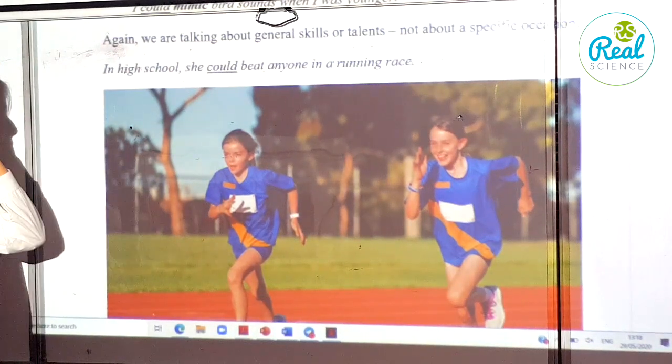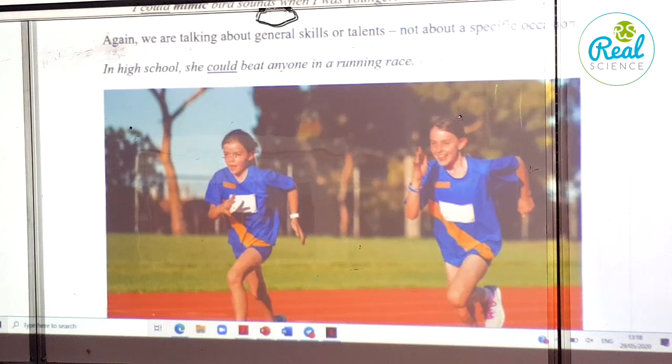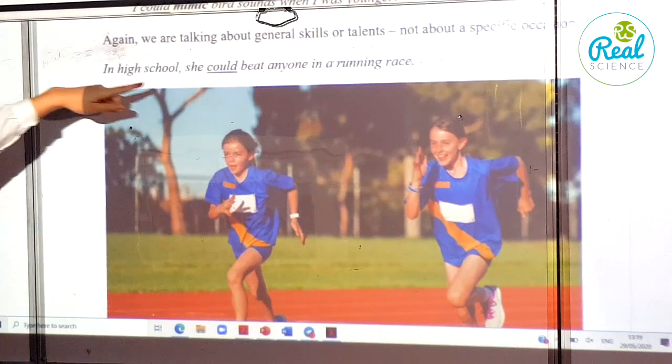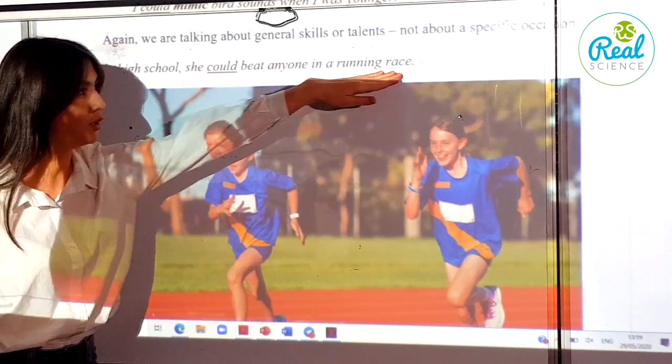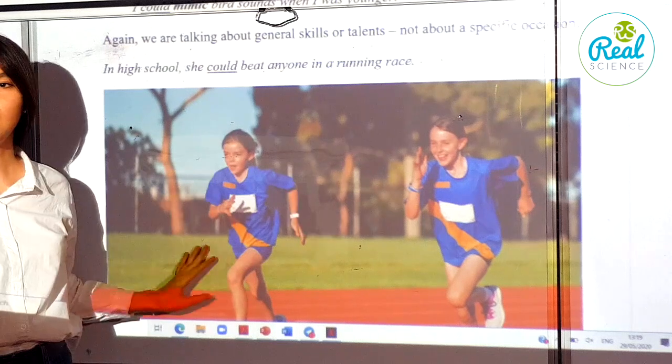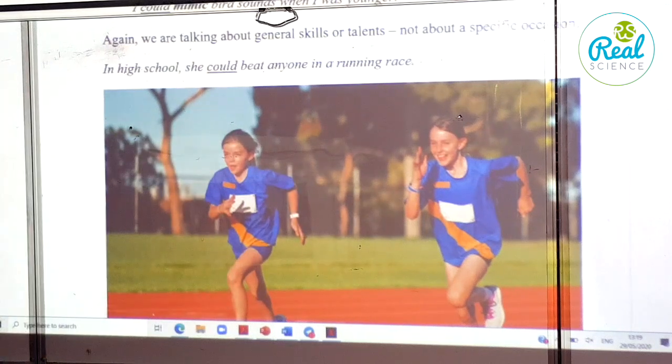Okay, again, we are talking about general skills or talents, not about a specific occasion. In high school, she could beat anyone in a running race. Okay, this is also general ability. She could beat anyone in a running race, as in this one. So this is shown in the picture.